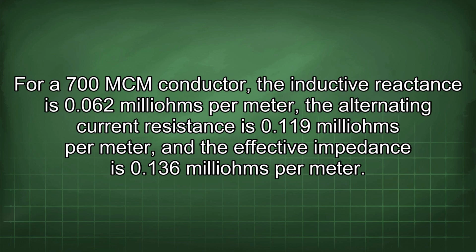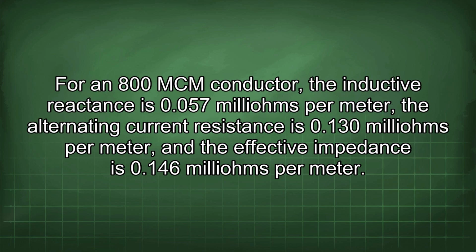For a 700 mcm conductor, the inductive reactance is 0.62 milliohms per meter, the alternating current resistance is 0.119 milliohms per meter, and the effective impedance is 0.136 milliohms per meter. For an 800 mcm conductor, the inductive reactance is 0.57 milliohms per meter, the alternating current resistance is 0.130 milliohms per meter, and the effective impedance is 0.146 milliohms per meter.